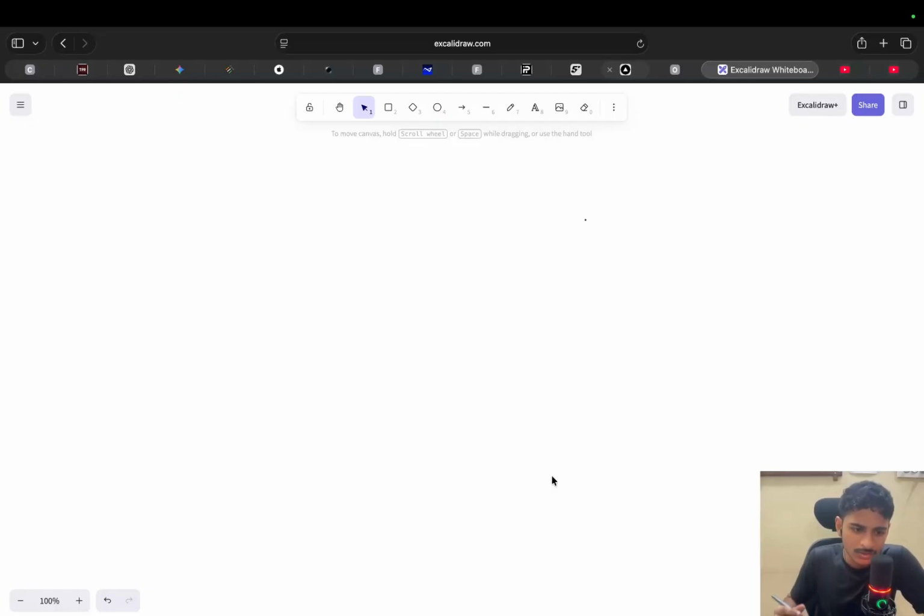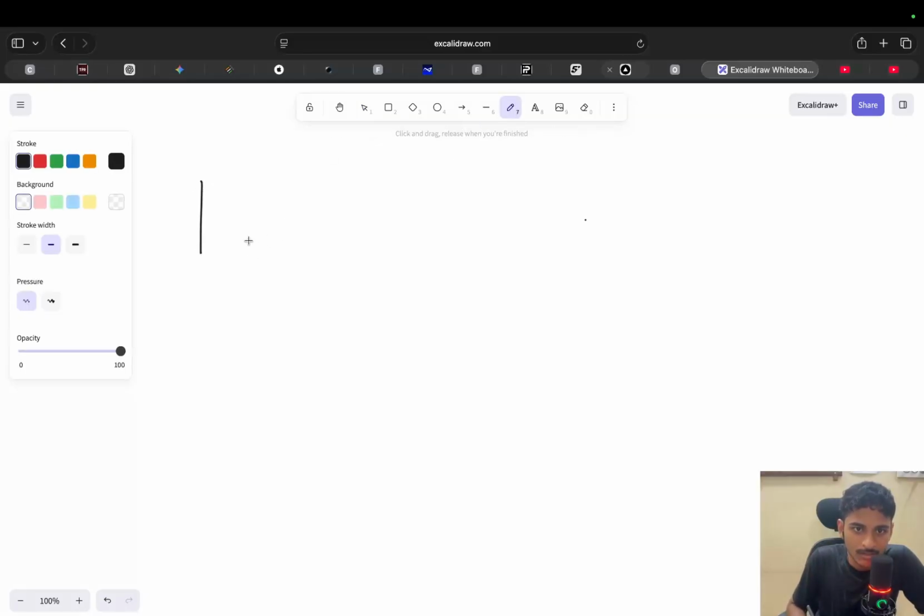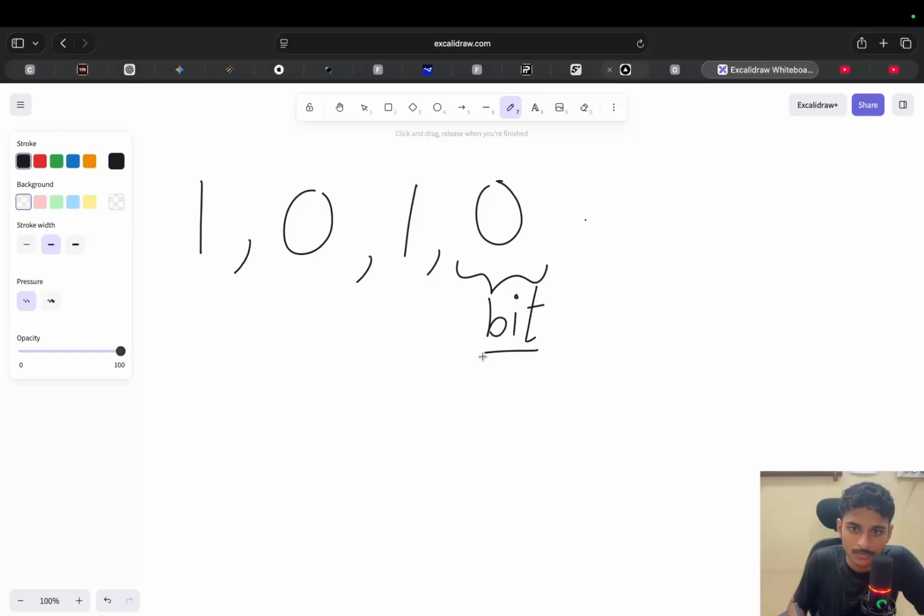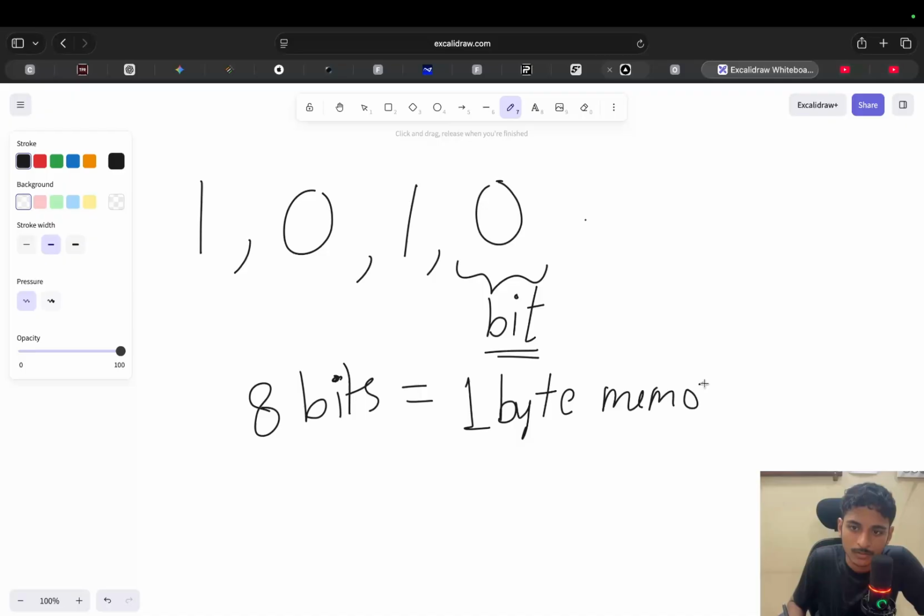So we know that it is 0s and 1s. The next level: each 1 and 0 is known as a bit. So each digit is known as 1 bit, and 8 bits are equal to 1 byte of memory in the computer.